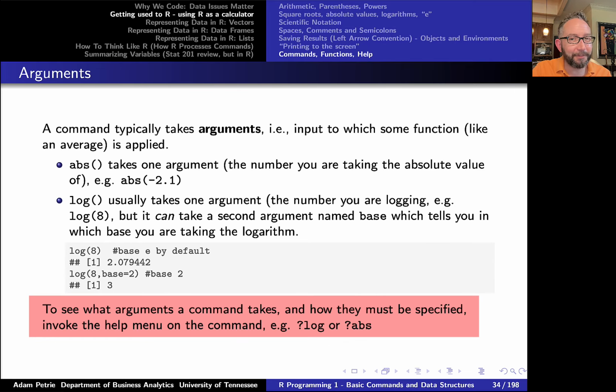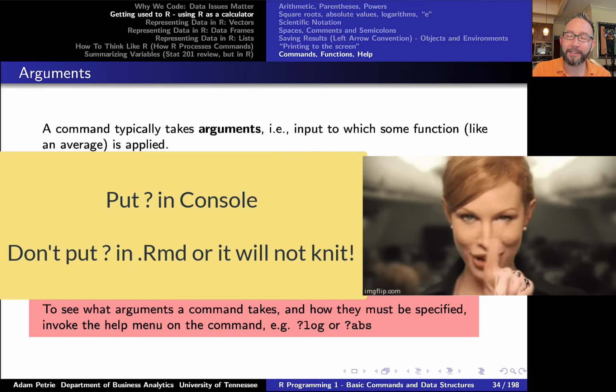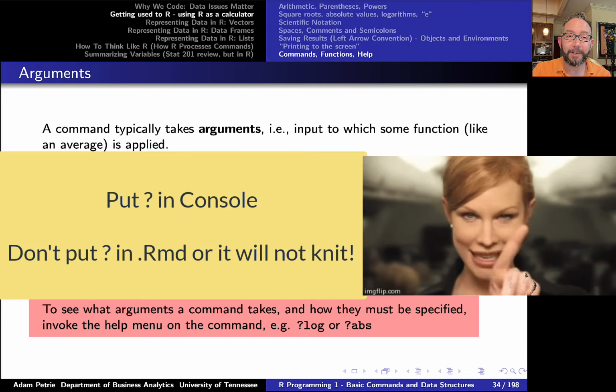Key thing is, if you don't know how a function works, go ahead and type in that question mark and the name of the function down in the console itself. So you don't want to be doing it up in the RMD file. It won't allow you to knit if you actually have a question mark in there. And there you have it. You should be good to go.